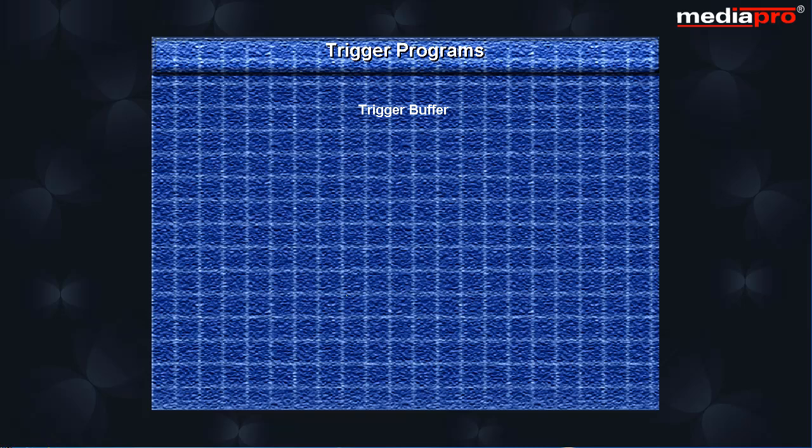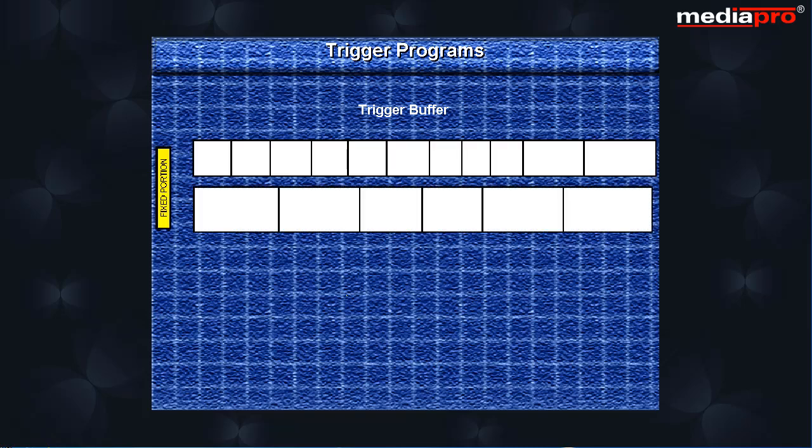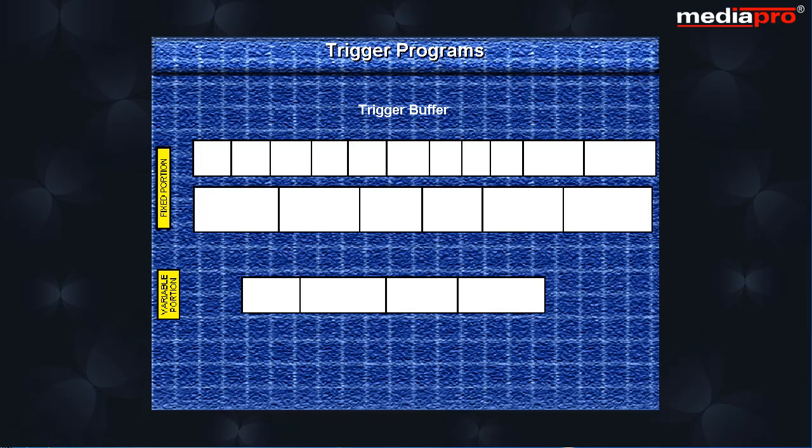Let us now look at the trigger buffer. Some of the information in this buffer is of fixed length, while some are of variable length. Let us take a look at the fixed length portion first. This contains file name, library name, member name, trigger event, trigger time, commit lock level, a reserved field, the coded character set ID, and another reserved field.